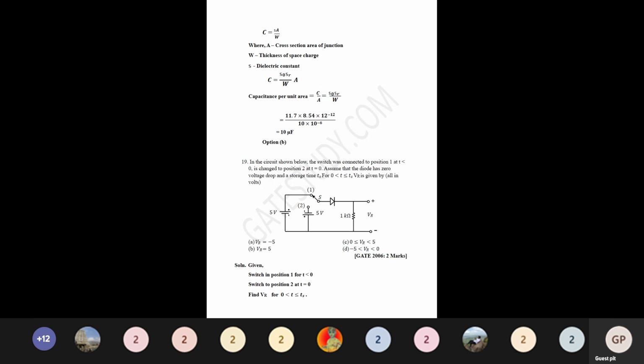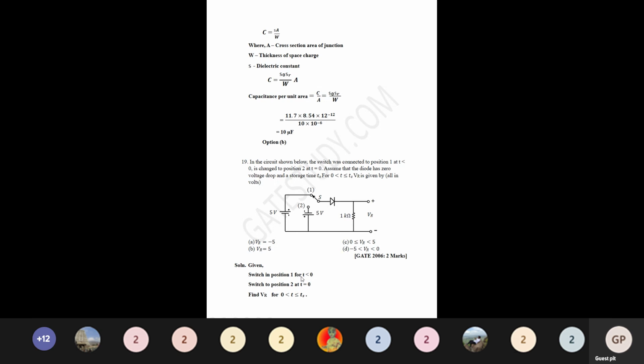Next. In the circuit shown below, the switch was connected to position 1 at time t less than 0. It is changed to position 2 at t equal to 0. Assume that the diode has 0 voltage drop and storage time Ts. For 0 less than t less than or equal to Ts, Vr is given by: Vr is equal to minus 5, Vr is equal to plus 5, 0 less than or equal to Vr less than 5, minus 5 less than Vr less than 0.